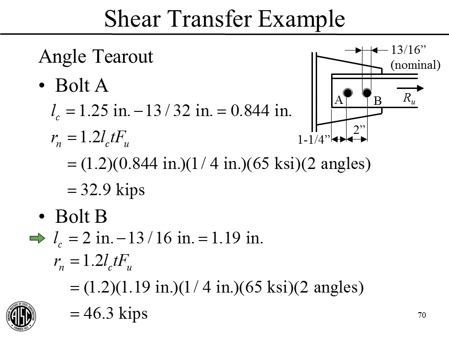Bolt B is tearing out between the holes. So we need a clear distance between the holes. That's going to be 2 inches minus a half of a bolt or hole diameter here and a half of a hole diameter over here. So we have an entire hole diameter coming out. So we have 2 inches minus 13/16, or 1 3/16. And plugging that into our equation, the tear out strength of bolt B is 46.3 kips.